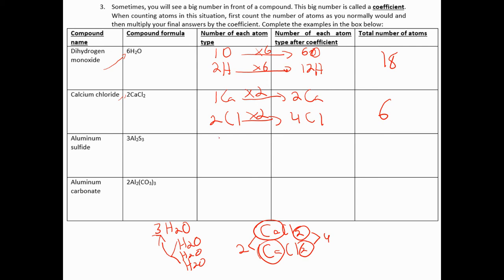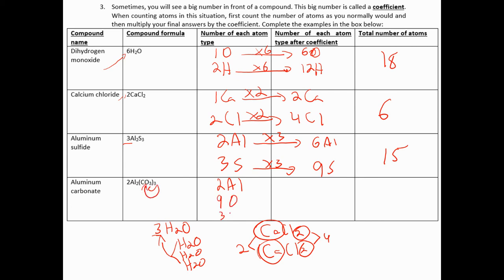Same idea here. If we didn't have a coefficient, we'd have 2 aluminums, and we'd have 3 sulfurs. Now with our coefficient applied, which is 3, we multiply everything by 3. And so we have 6 aluminums, 9 sulfurs, 15 total. And the last one, same idea. First, pretend that coefficient's not there, so we'd have 2 aluminums. We'd have 3 times 3, so 9 oxygens. We'd have 3 times 1, 3 carbons.